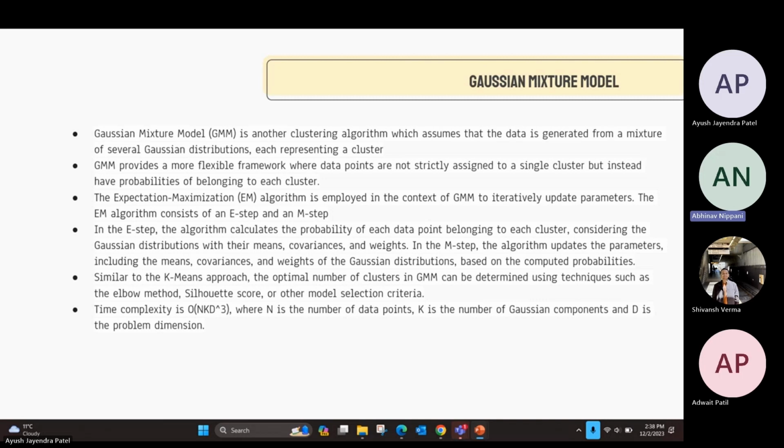In the E step, we calculate the probability of each data point belonging to each cluster, considering the Gaussian distributions with the means, covariances, and weights. In the M step, we update the parameters, including the means, covariances, and weights of the Gaussian distributions, based on the above computed probabilities. Similar to the k-means approach, the optimal number of clusters in GMMs can be determined using techniques such as the elbow method and the silhouette score. The best time complexity for GMMs is O(n·k·d³), where n is the number of data points, k is the number of clusters, and d is the dimension of the data set.